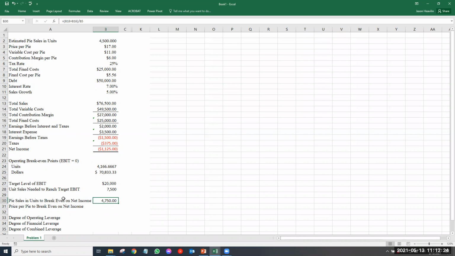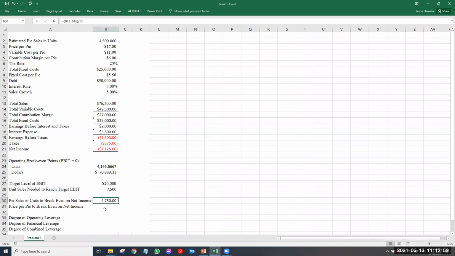And this one was telling you to sell more pies so you can break even. Now we say, well, how about they sell the same amount of pies, but for a higher price? What price would that be? So we're going to follow the same formula here, but we're going to then include the variable cost for this to make sense.